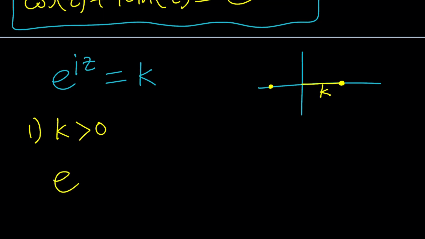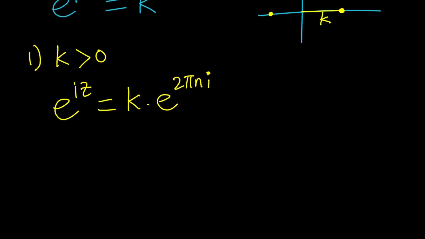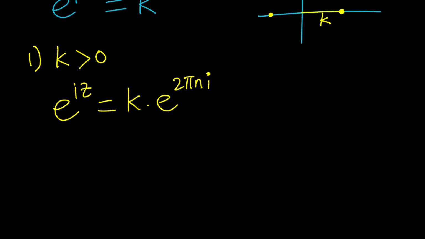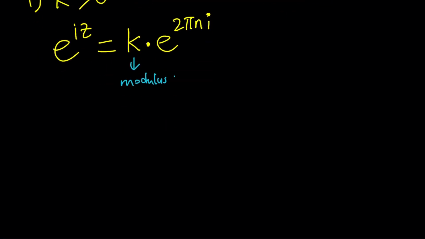So here's what we can do for k then. k can be written as k times e to the power 2 pi n i. Make sense? Okay, so this represents one in many forms. And now we can go ahead and natural log both sides. And of course, k represents the modulus in this case, which is positive. Okay, that's important. Now, if you natural log both sides, like ln here and ln here, you're going to get the following. This is going to be the answer, iz.